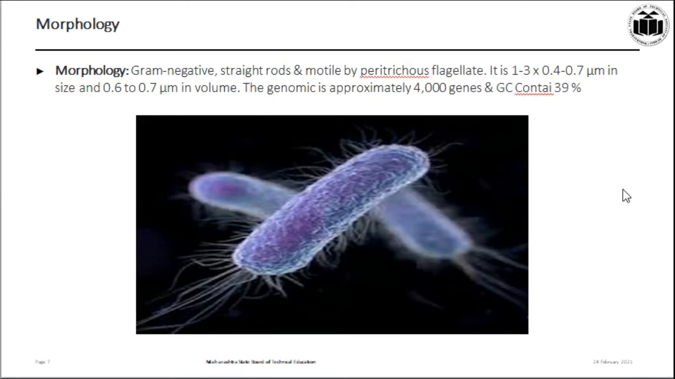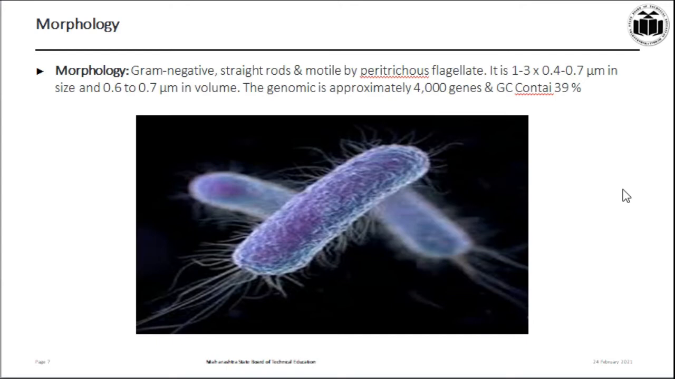Just now I told you that E. coli is a gram-negative organism. We are looking over the morphology of E. coli. E. coli is a gram-negative bacteria which is a straight or rod-like structure, and it is motile through an organ known as flagella, and this flagella is present all over the body. Such type of flagella is known as peritrichous flagella.